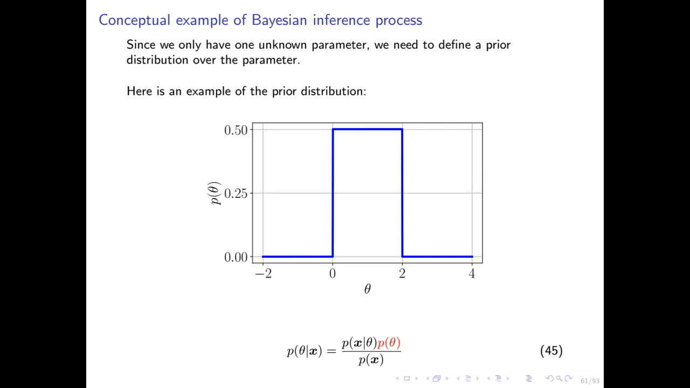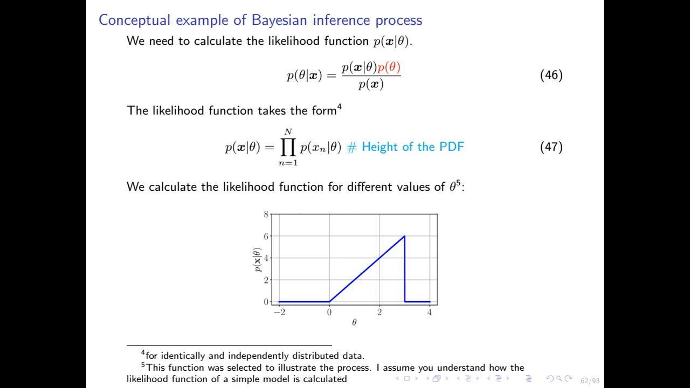Now we have that function defined. I can calculate the height of this PDF at any theta. So the height of this PDF at -2 is exactly equal to 0. It's a uniform distribution.